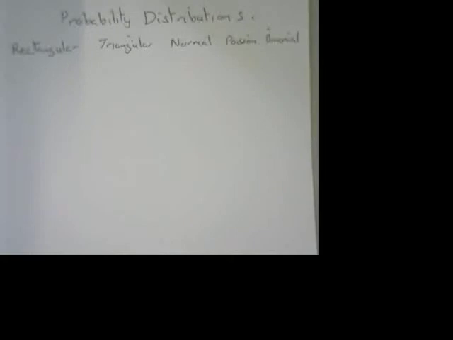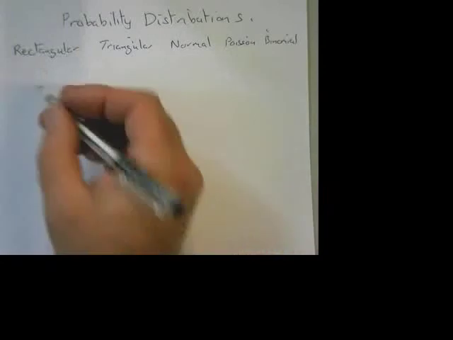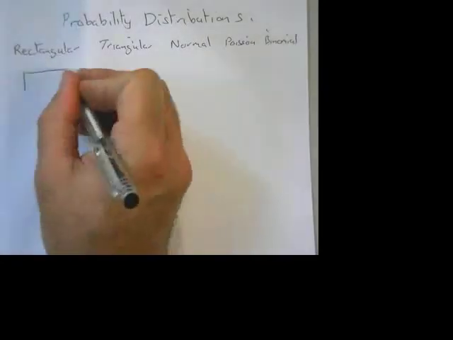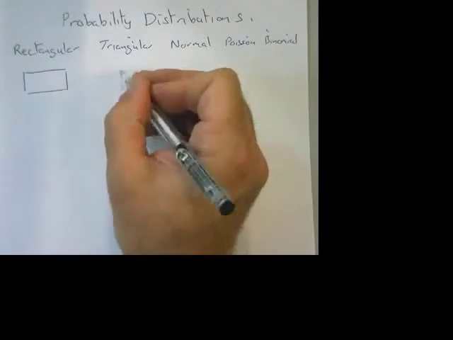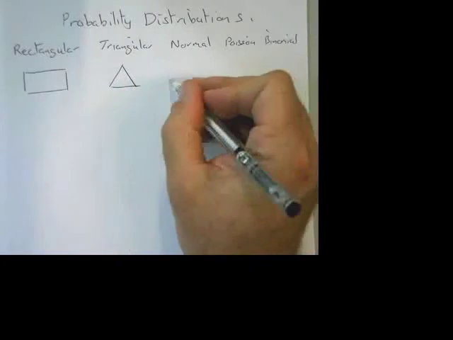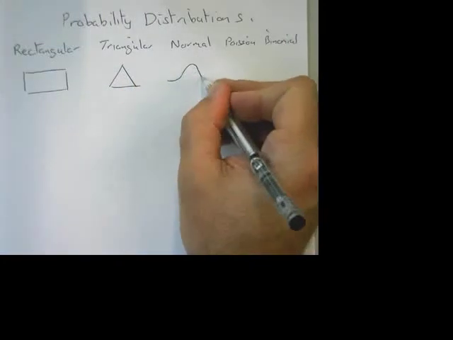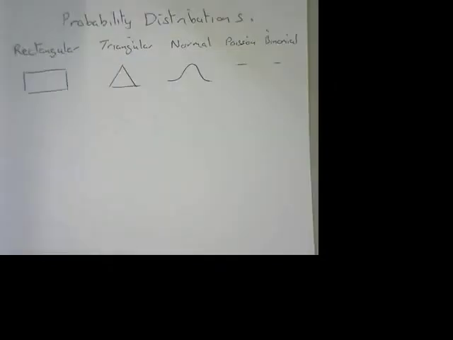Okay. So, rectangular, triangular, normal, Poisson, binomial. Well, first of all, a rectangular distribution, strangely enough, looks like a rectangle. A triangular distribution looks like a triangle. Normal distribution looks like a bell-shaped curve. And a Poisson and a binomial we don't draw pictures for. Okay? So we're going to go through these one at a time.